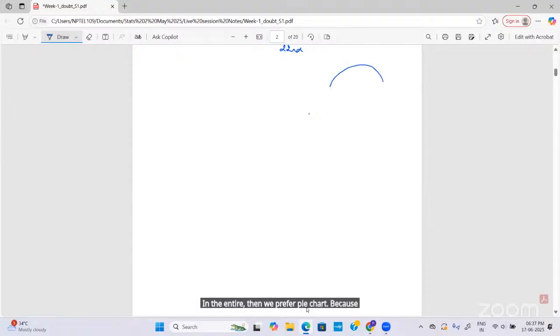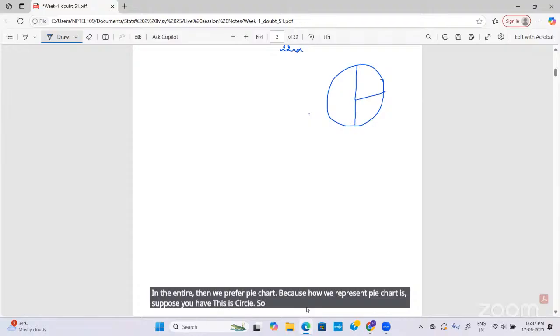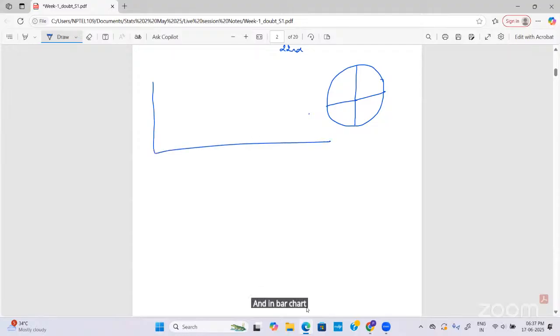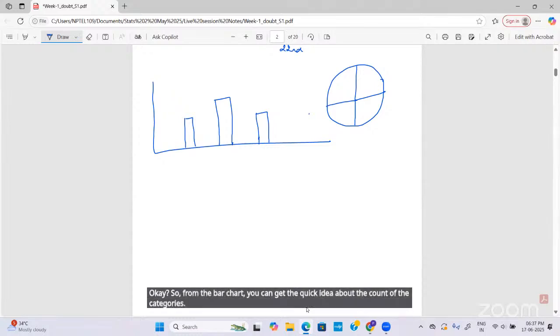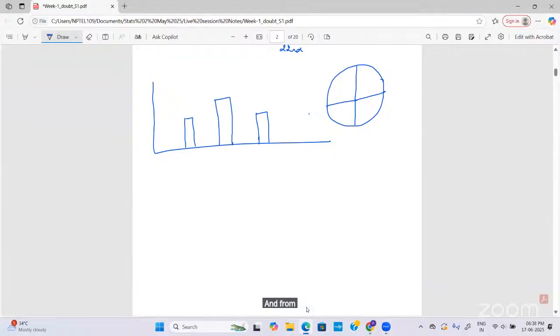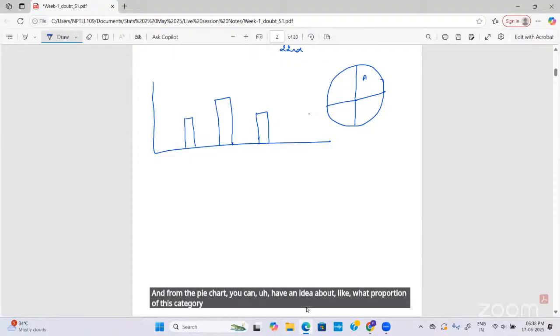Because how we represent a pie chart is, suppose this is a circle. These slices basically represent the share or the proportion or percentage of the categories. And in a bar chart, generally we represent the count. So from the bar chart, you can get a quick idea about the count of the categories, and from the pie chart, you can have an idea about what proportion this category holds in the entire data set.